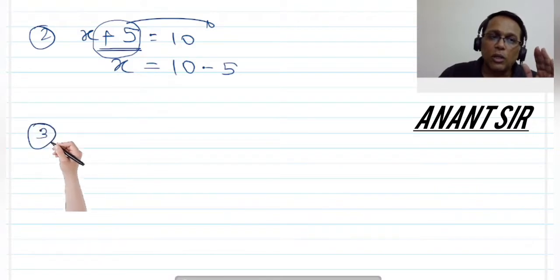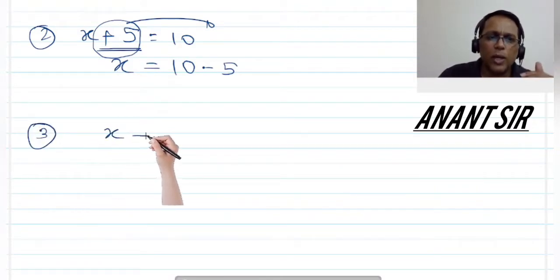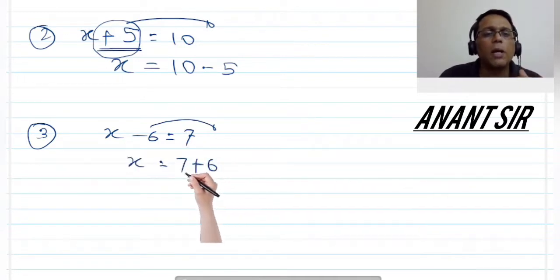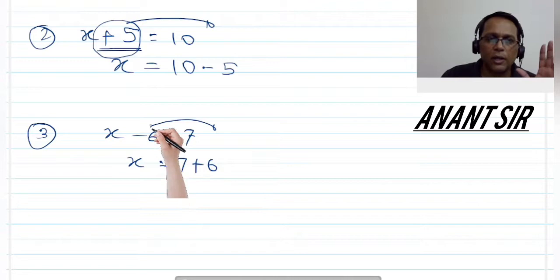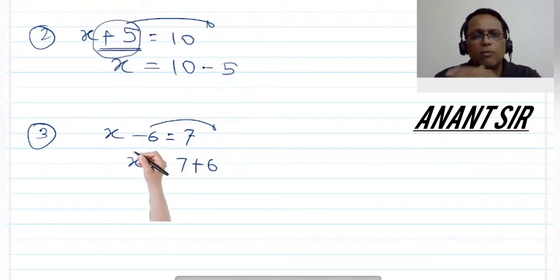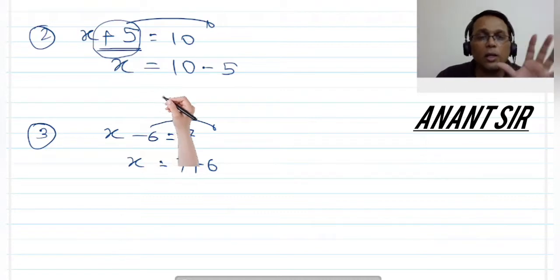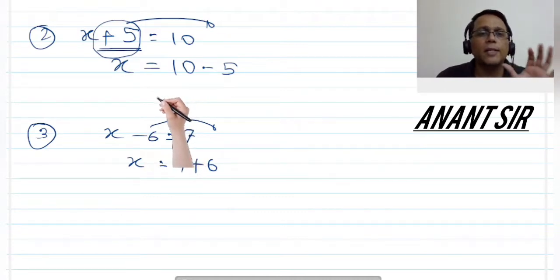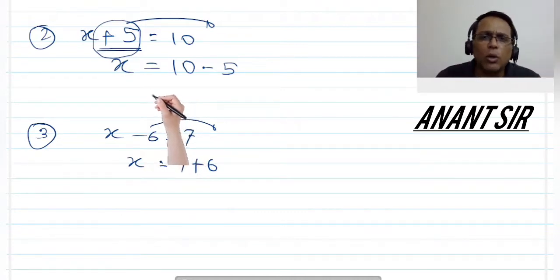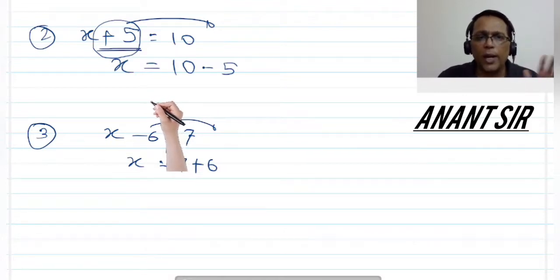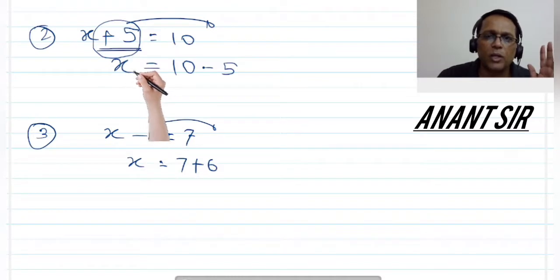Second question, next question, I will solve this again. Okay, x minus 6 is equal to 7. If it is minus 6 and if I take it to the other side, it will become plus 6. So now I think this is clear. Plus 5 becomes minus 5, minus 6 becomes plus 6. Okay, and all other numbers remain as they are. We don't change their sign because we are not taking them to the other side of the equal to, right? So they remain as they are. Their signs will be the same.